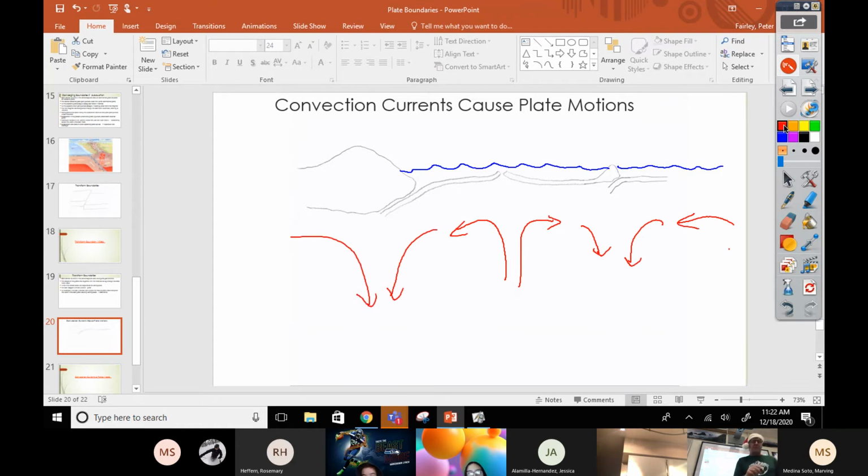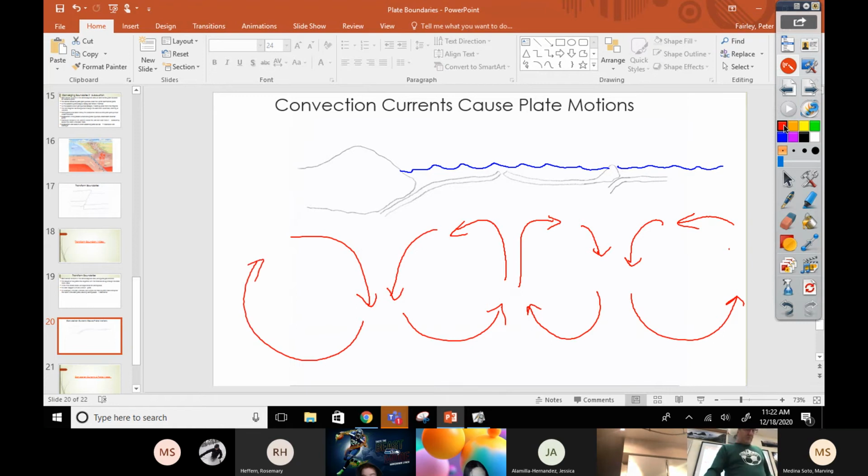What have I just drawn there? What are those red things? I'm going to call on people kind of randomly, and I'm going to start with Marvin. What are those red things I just drew? What do these represent? Deep underground. Marvin? Are they convection currents? Perfect. Those are convection currents, yeah.